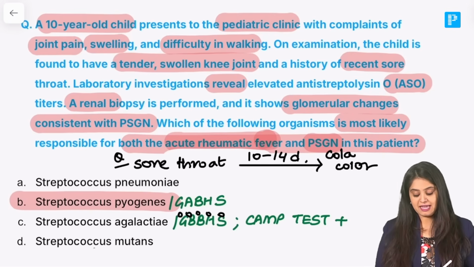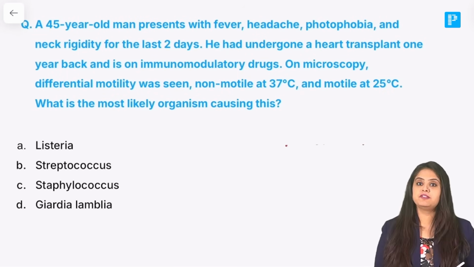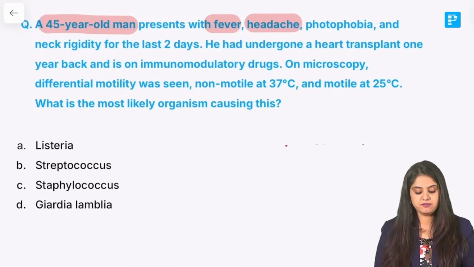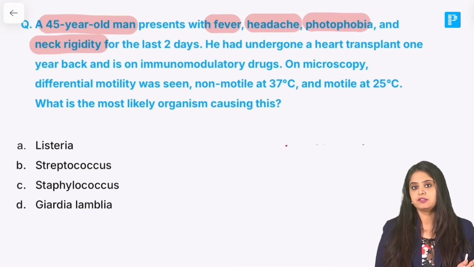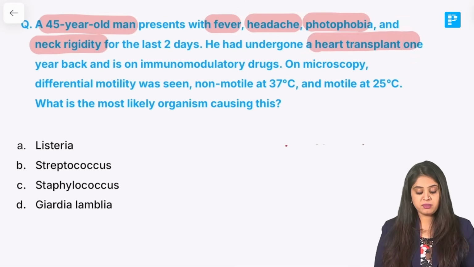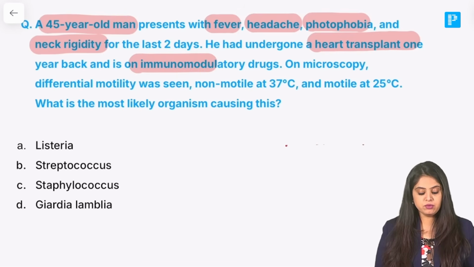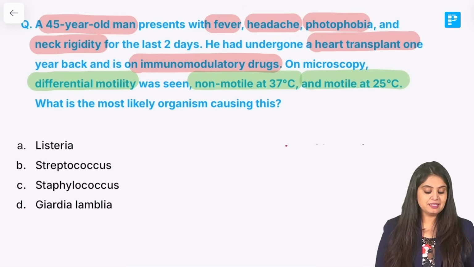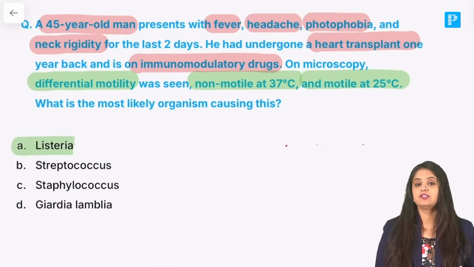Moving on to the next and the last question, again an FMG favorite, where you've got a 45-year-old man coming with fever, headache, photophobia and neck rigidity, going more in favor of a meningitis history. He underwent a heart transplant 1 year back and is on immunomodulatory drugs. On microscopy is where the buzzword starts. There is a differential motility. What is the difference? It is not moving at a high temperature of 37 but is moving at a lower temperature of 25 degrees. That's the classical Listeria, which has 3 buzzwords.